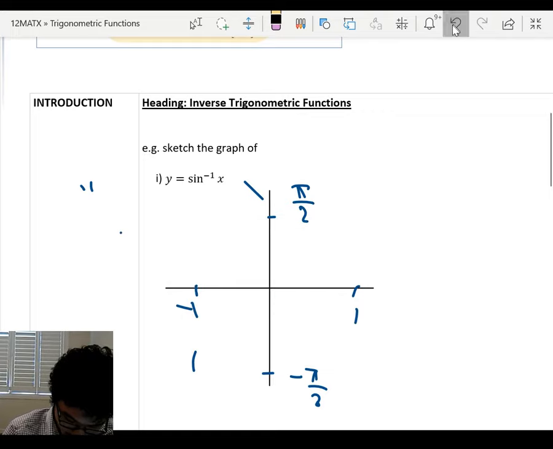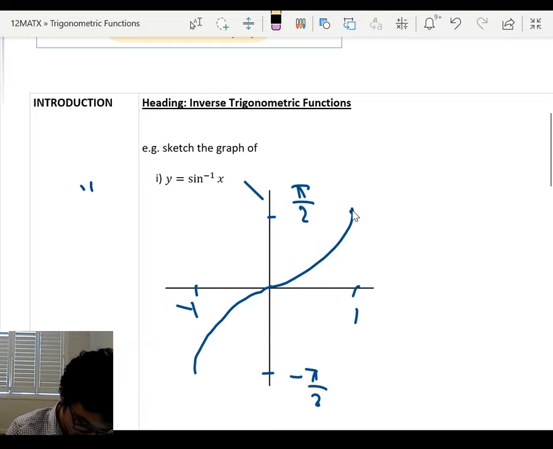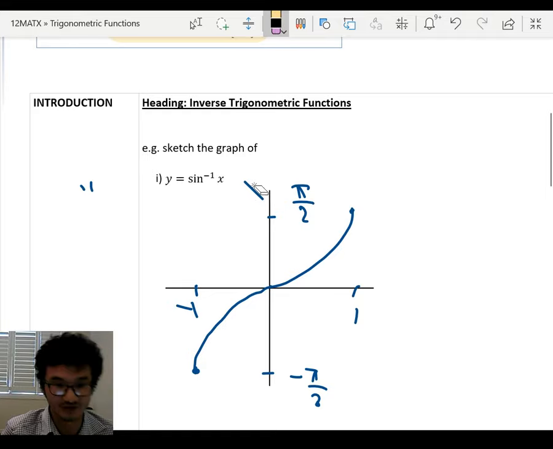Let's try that again. There we go, to the origin, and then just point up like that. So I guess there's your endpoints like that. Sweet. And there's our inverse sine function, right?